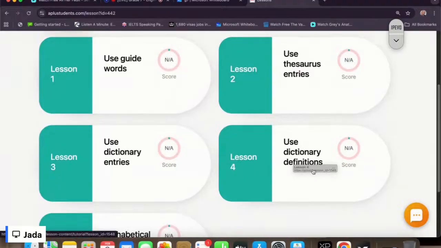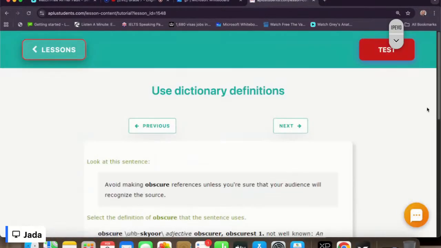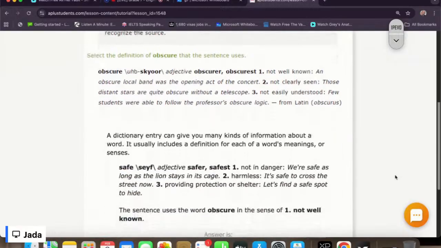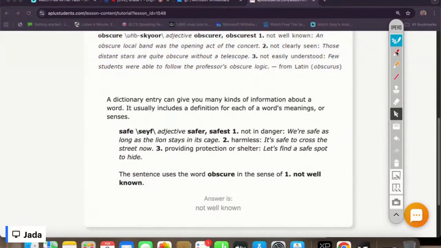We have use dictionary definitions. So a dictionary entry can give you many kinds of information like the lesson that we just completed. So about a word it usually includes a definition for each of the word's meanings or senses. Okay. For example, we have safe, safer, and safest. So we have different explanations. We have not in danger, harmless, providing protection or shelter. So a dictionary entry gives you the definition of each word. Okay.